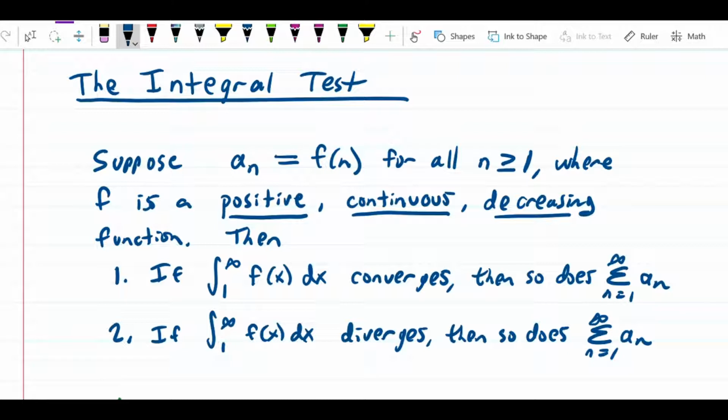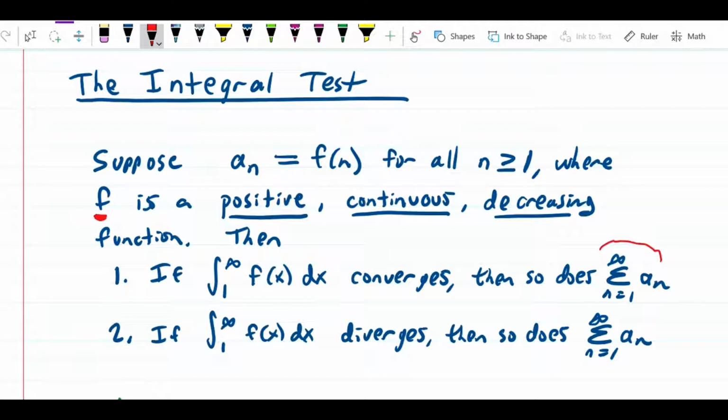1. So now if f, this is the function by the way, this is a statement we're making about the function f, not the sequence. If f is a positive, continuous, and decreasing function, then in order to determine whether this series converges, we can simply evaluate the improper integral of f. If the improper integral converges, then so does the series. If the improper integral diverges, then so does the series.